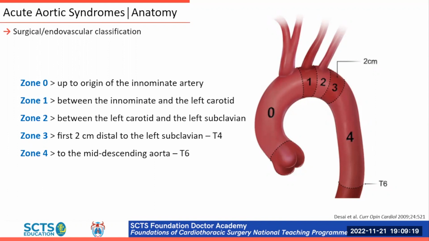Why is this important? Because you will see in many reports in the literature nowadays, but also in typical operation notes, whether describing the operation or the hybrid approach, that they report exactly the zone that you have treated. This is very important as a nomenclature because it makes life easier when you read a radiological report, or when you read the operation notes of a colleague.